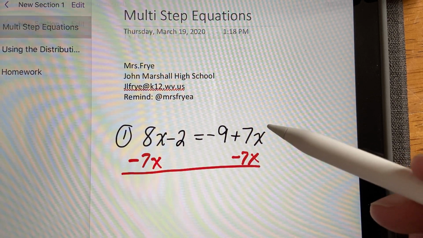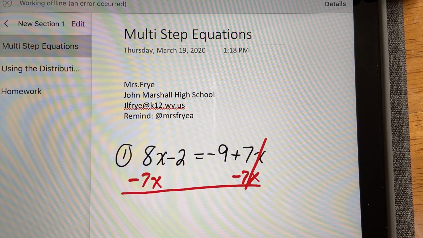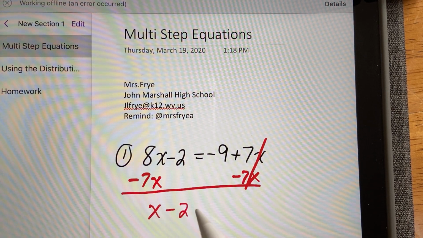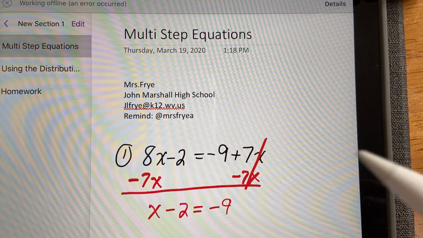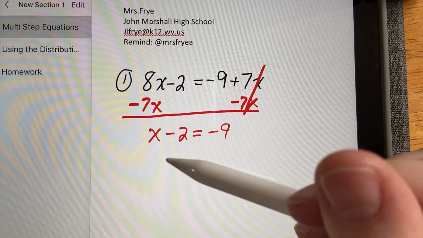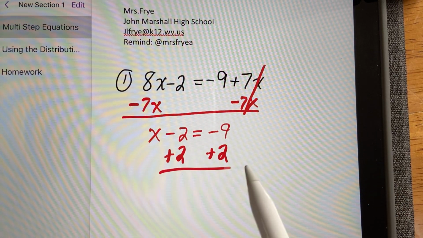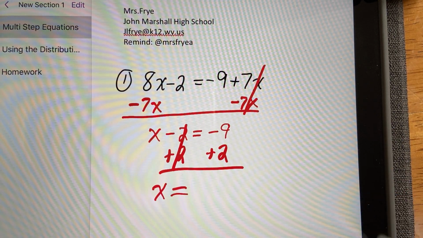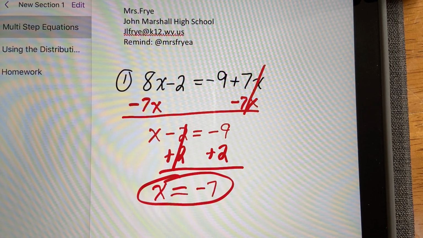The reason we do this is because 7x minus 7x is 0. 8x minus 7x is 1x, but we don't need to put the 1, so just put x. Carry down the minus 2, and that equals negative 9. The next thing you need to do for this problem would just be to add 2 on both sides. So put plus 2, plus 2, because negative 2 plus 2 is 0. We always want to make that cancel. So x equals negative 9 plus 2, which is negative 7. And that's the final answer for this problem, negative 7.